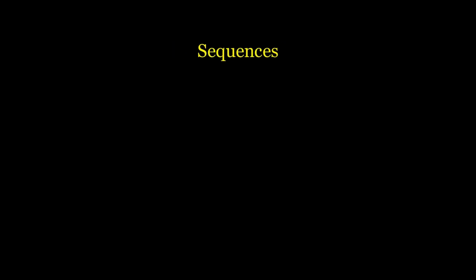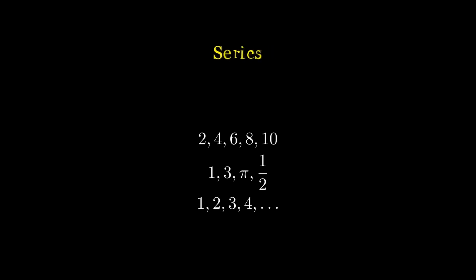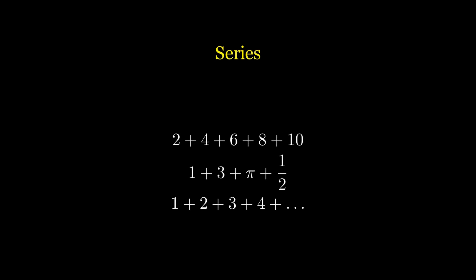Sequences and series. You're probably aware of them. A sequence is just a collection of numbers. They can be well defined with a pattern, like this one, or they can be completely random. Some sequences might even just go on forever, without end. A series, on the other hand, is simply the sum of all the elements in a sequence.